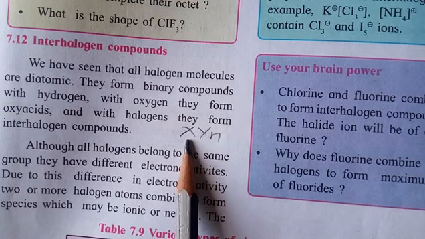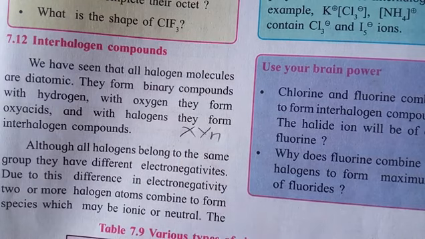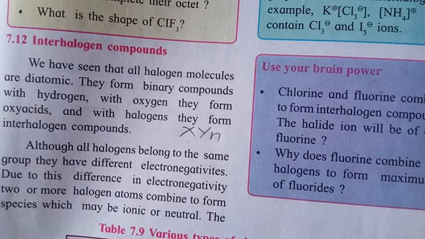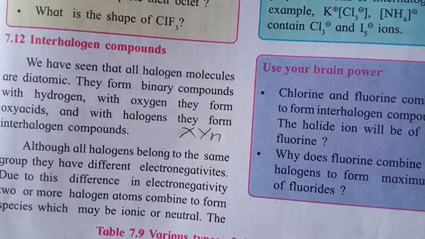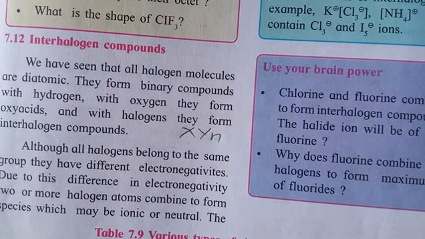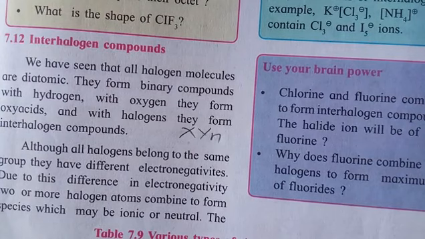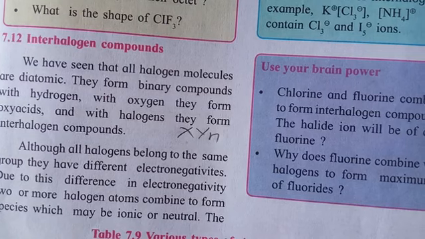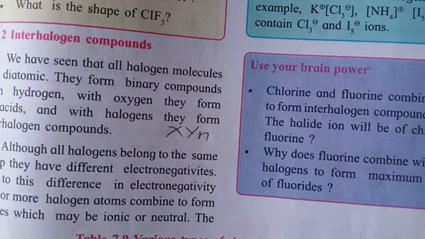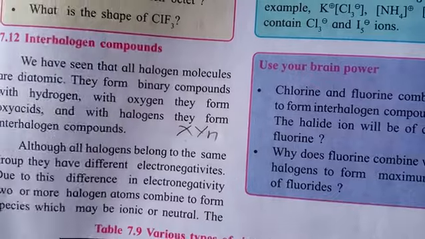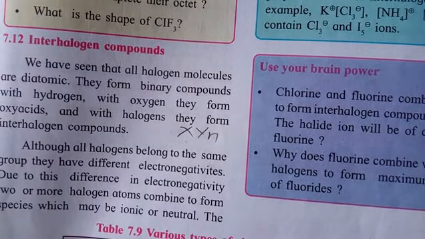And here X means the less electronegative of the two halogens. Student, although all halogens belong to the same group, you know that halogens are in group 17, they have different electronegativity. Due to this difference in electronegativity, two or more halogen atoms combine to form ionic or a neutral compound. Neutral molecules are called interhalogen compounds.